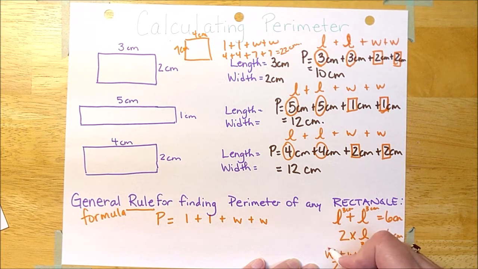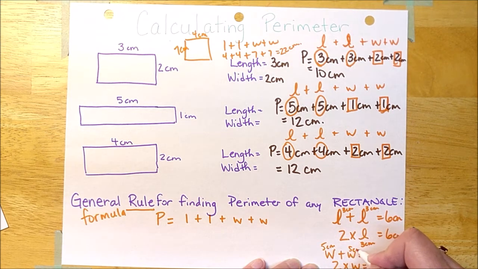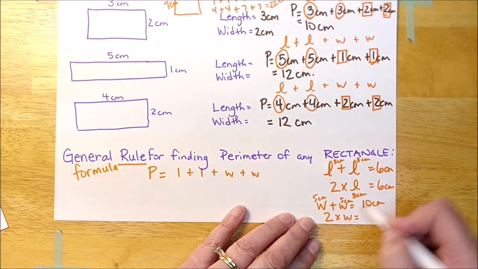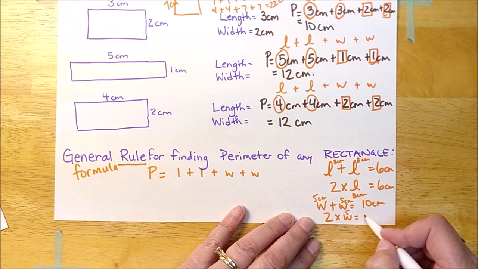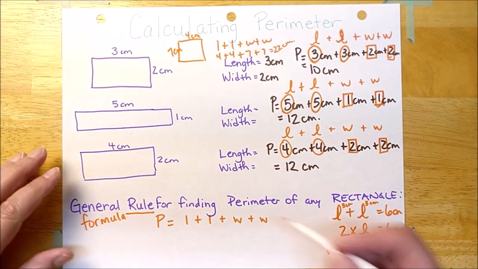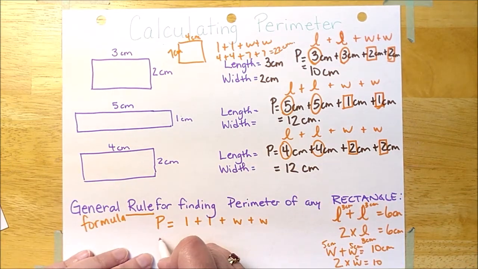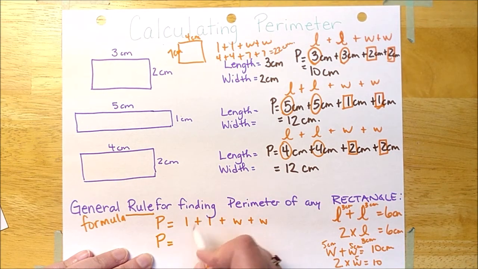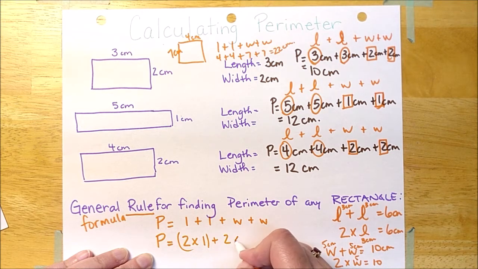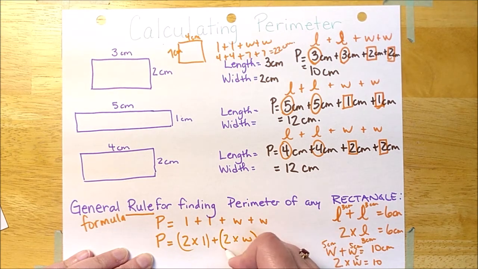So if these two widths happen to be 5 centimeters and this one was 5 centimeters, altogether we would have 10 centimeters. 2 times 5 equals 10. So mathematicians will take this formula and say we could even make it shorter. We could say perimeter is 2 times length plus 2 times width.